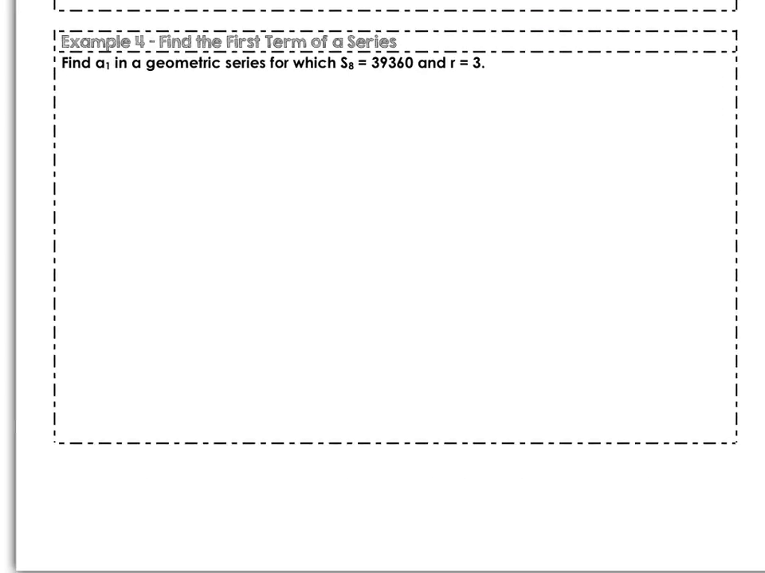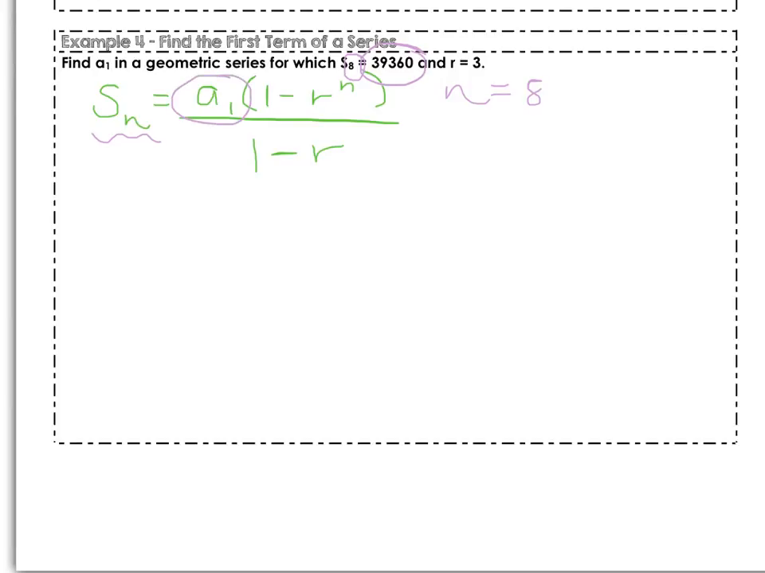On to the last example here. I am told to find the first term of a series given the sum of 8 terms and a common ratio of 3. Once again, I really do find it helpful to actually write out the sum formula so I can figure out what information I have and what information I do not have. So notice here the information I've been given. Discretely, I've actually been given Rn. Notice it's the sum of 8 terms, so Rn is 8, okay? This total is going to be 39,360, and my R is 3, leaving me with the only piece I don't know, A1.